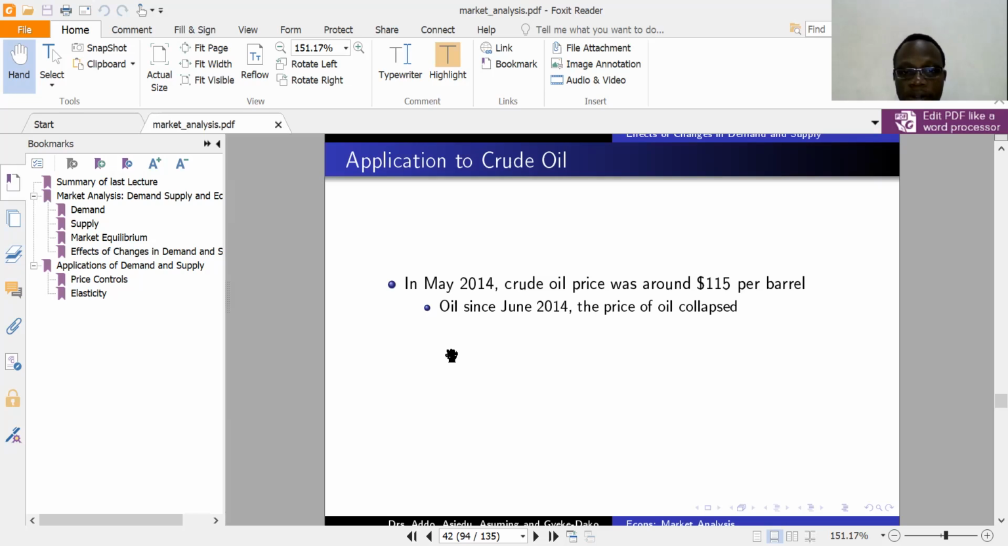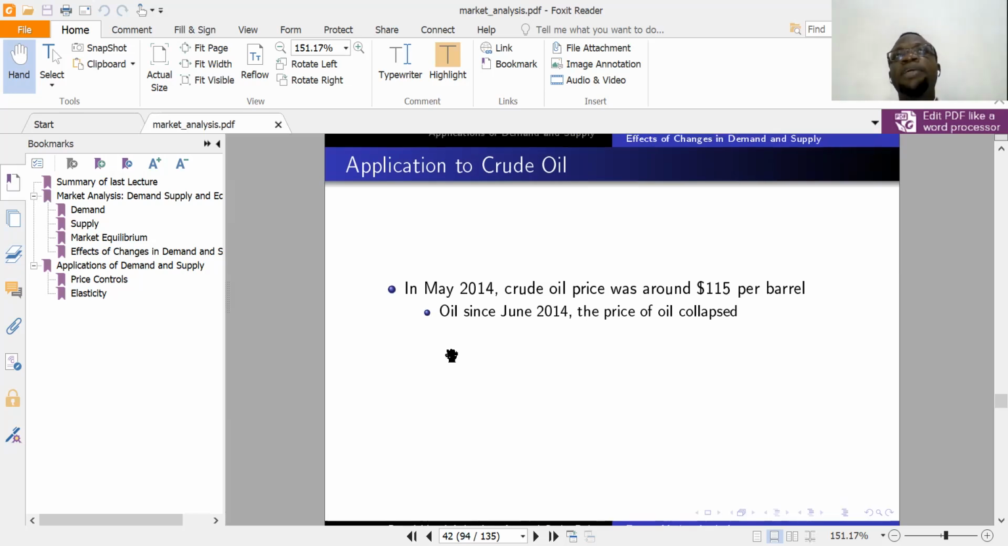So you can apply demand and supply to so many things, so many products. Okay. In 2014, for example, crude oil price was around $115 per barrel. Oil price since June 2014, the price of oil collapsed. So the price of oil came down. And for the price of oil to come down, there are supply side factors and demand side factors that will cause that to happen. Okay. So you can already analyze what demand side factors and supply side factors can lead to a lower price.